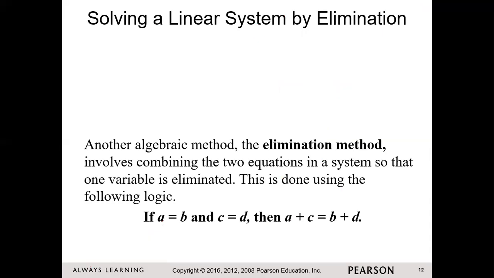All right, so solving a linear system by elimination. So another algebraic method is the elimination method.